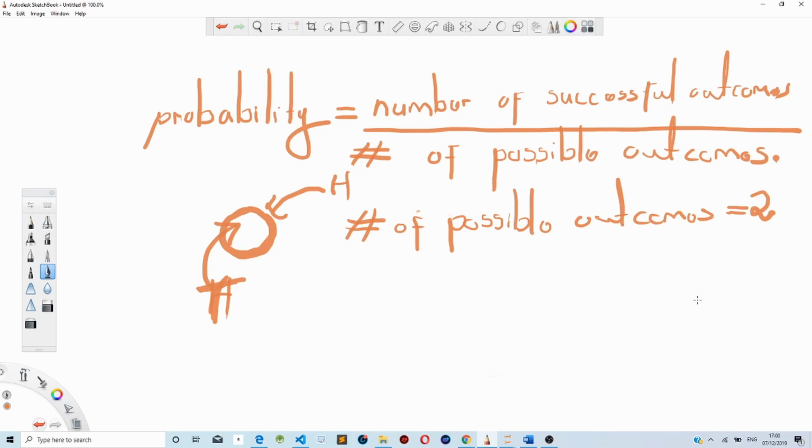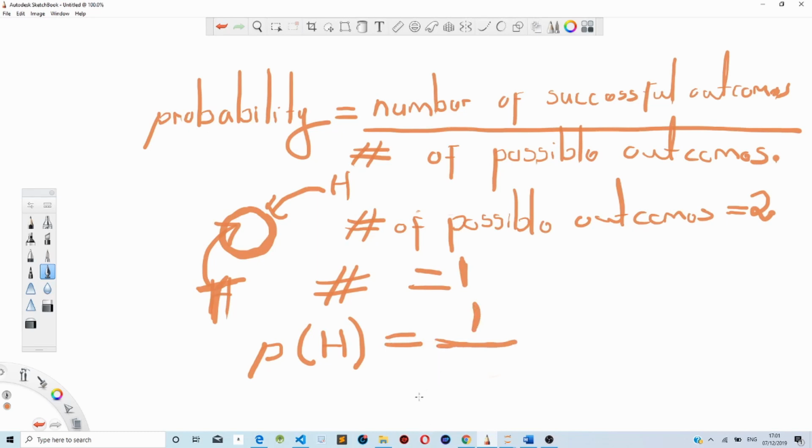But what's the number of successful outcomes? Let's say, what's the highest number of us successfully obtaining a head? The maximum number of us successfully obtaining a head is equal to 1, since our coin has one head and one tail. So what's the probability of us getting a head? In this case, it's 1 over the total number of possible outcomes, which is 2. So the probability for us to get a head is equal to 0.5.